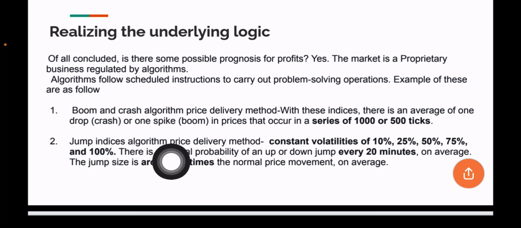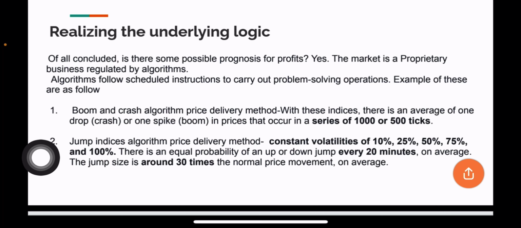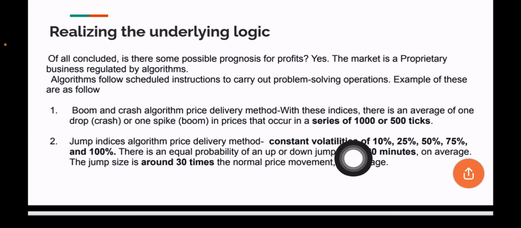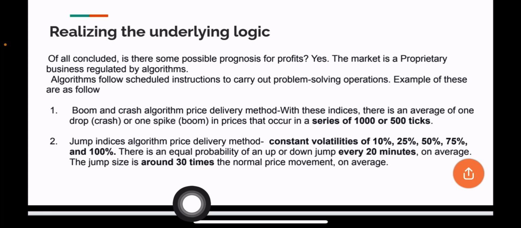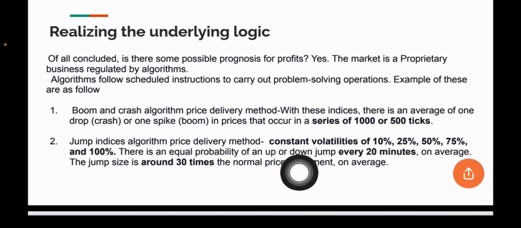Now, another clear example is the Jump indices algorithm for price delivery. How does this one function? It delivers constant volatility depending on which index you select. So if you select 10, 25, 50 or 75, it is going to give you your selected volatility constantly, with equal probability of an up or down jump every 20 minutes. So the price is going to jump just like the way the boom will spike or the crash will drop. The jump will also do the same thing every 20 minutes, with equal probability of an up or down jump, and this jump is around 30 times the normal price movement on average.